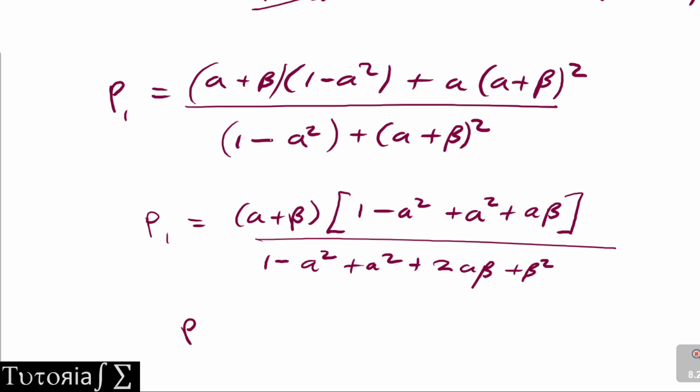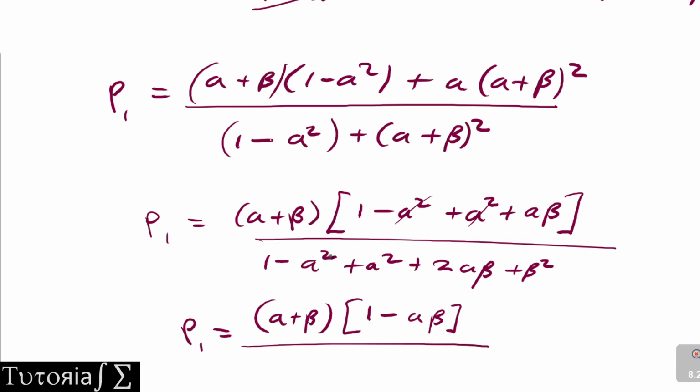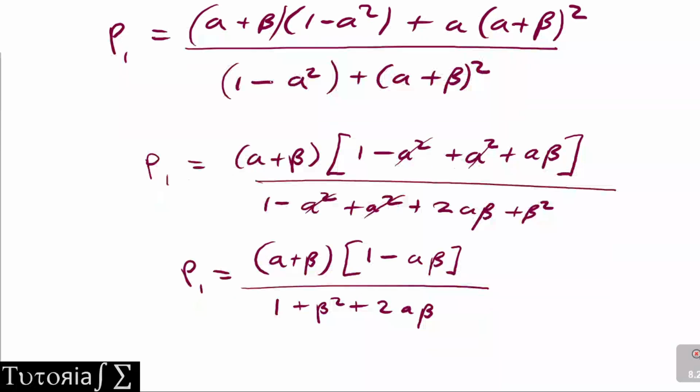Okay, so this would be row 1 being equal to a plus beta, open brackets, then this and this simplifies, and what we remain with is 1 minus a beta, and at the bottom this and this simplifies, so what we remain with is 1 plus beta squared plus 2a beta. All right, so there you go. So that is basically your solution right there.